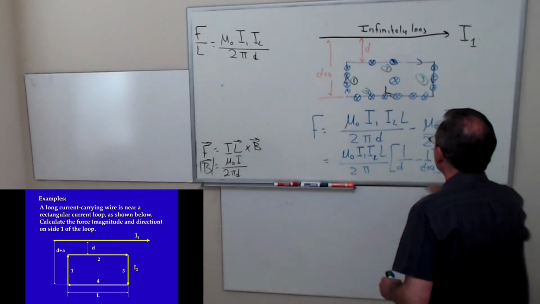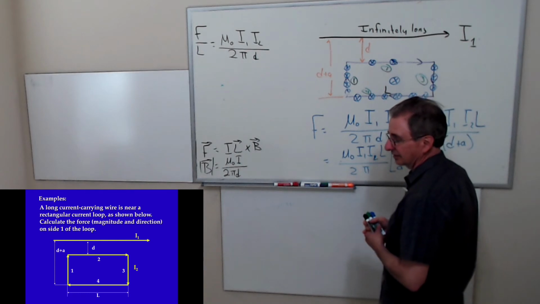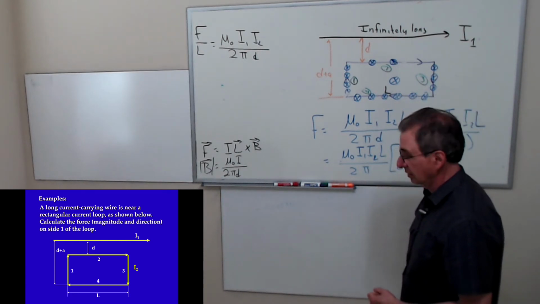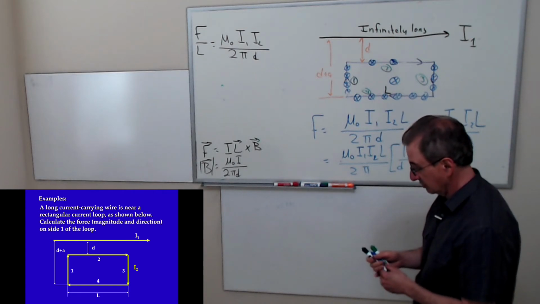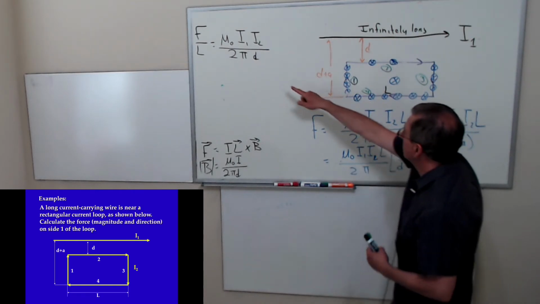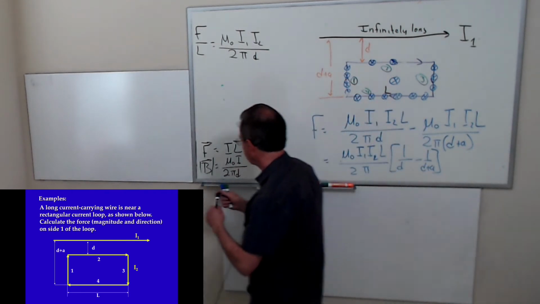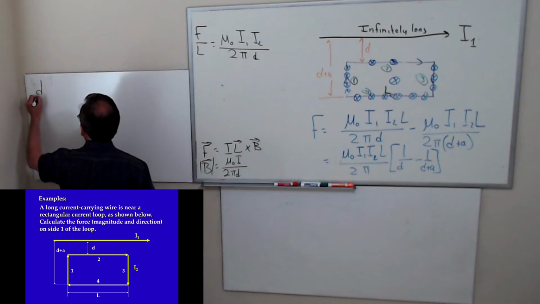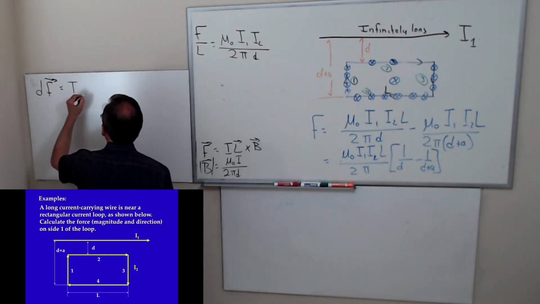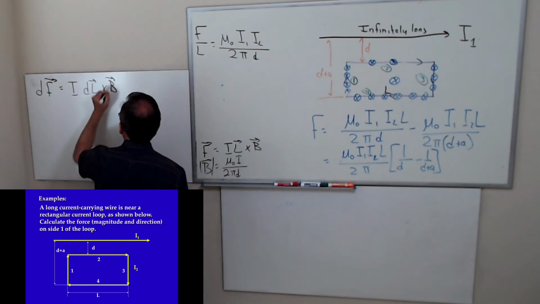All right. So I want to find the force on number 1. So I have to set up an integral. Why? The field is varying. I'm sorry? The field distance is varying. Yeah, because it depends on distance, right? The force depends on distance. So I need to write dF is I dl cross B.